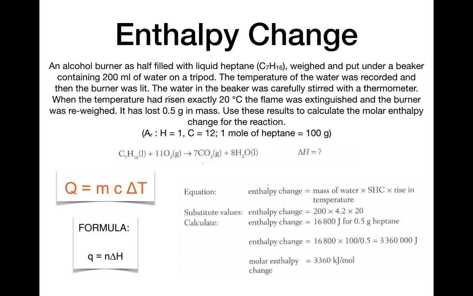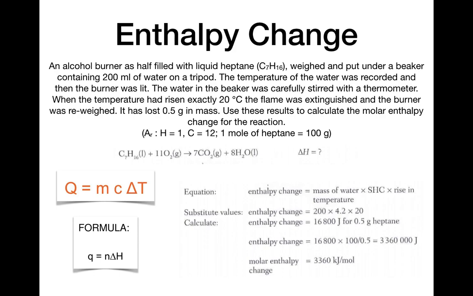4.2 is the heat capacity of water, which you'd have to look up from a formula or be given. Most people in chemistry have that one memorized because water is a very common specific heat capacity to use. Anytime you're using a solution, we just use water's value for C. And then the temperature change was 20 degrees. So my enthalpy change, doing that multiplication, is 16,800 joules for 0.5 grams of heptane.